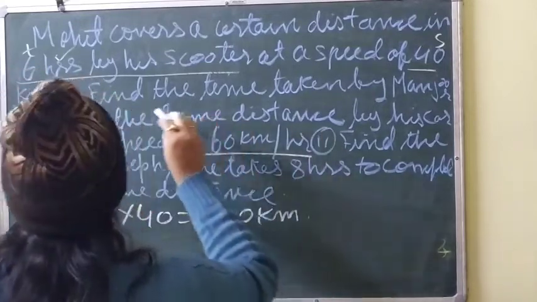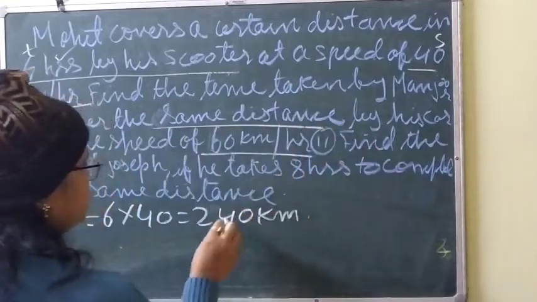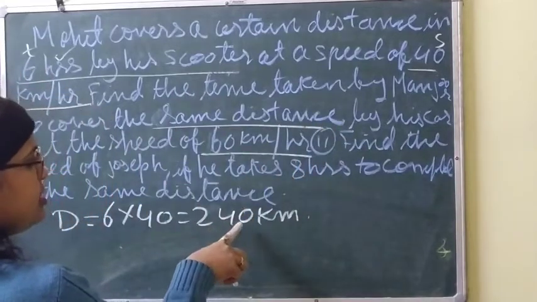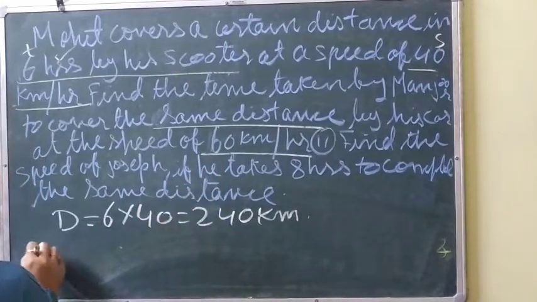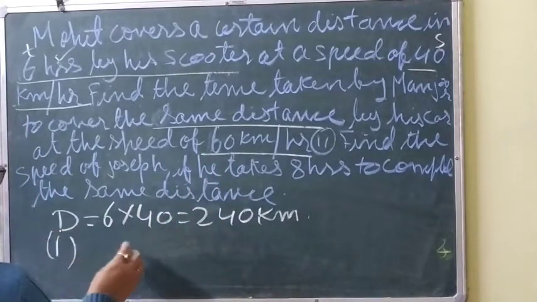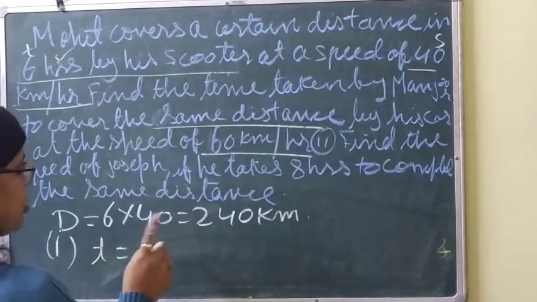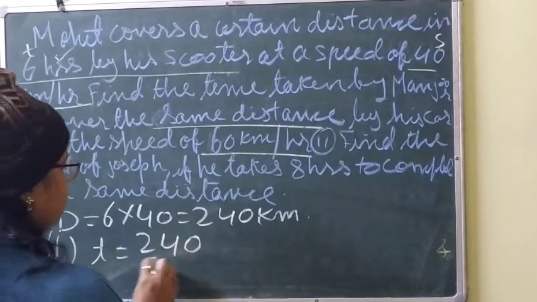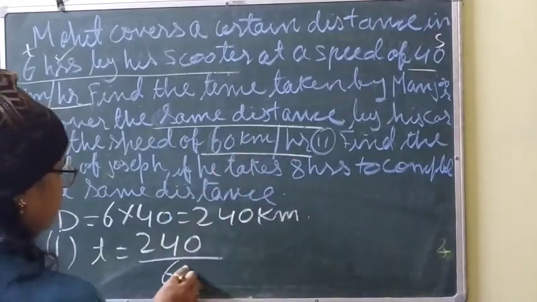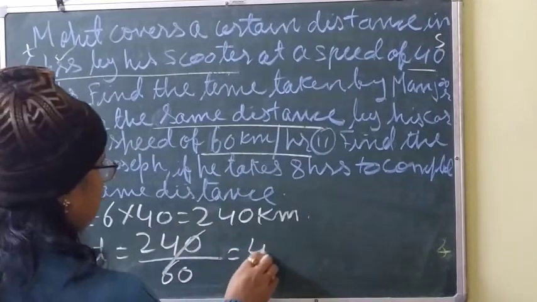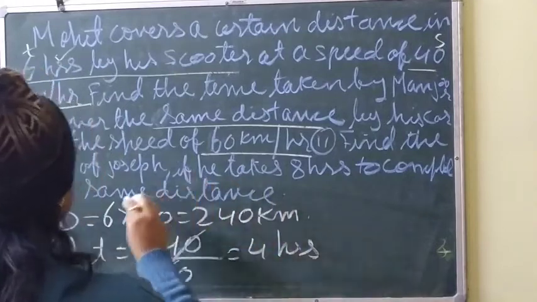Clear? So again, find the time taken by Manzoor to cover the same distance. Same distance means this distance, by his car at the speed of 60 km per hour. So part 1, we have to find out the time. So time will be equal to distance by speed. Distance is 240 and the speed is given, 60 km per hour. So that means 4 hours.